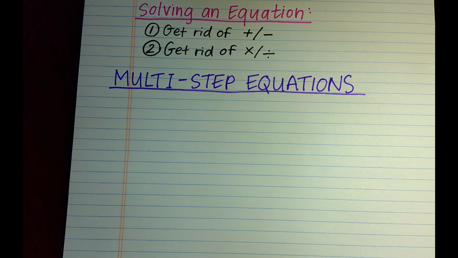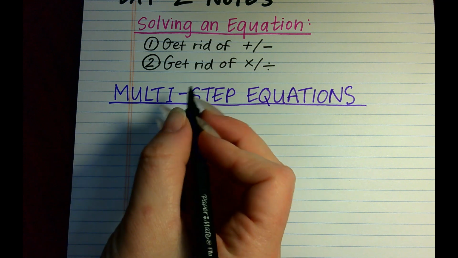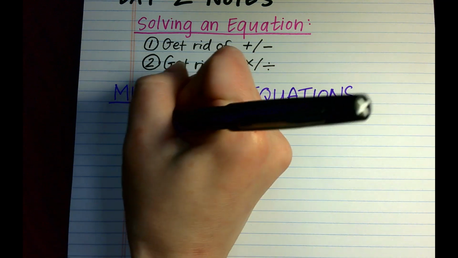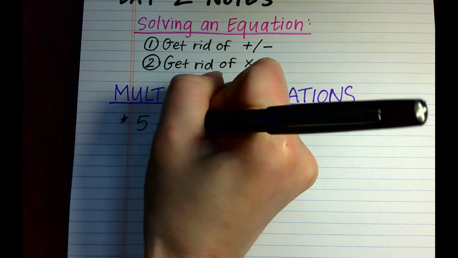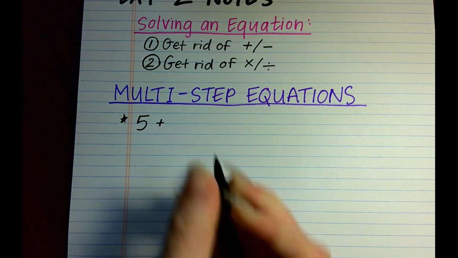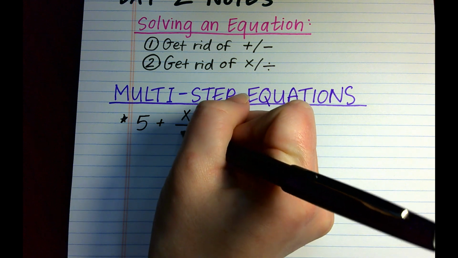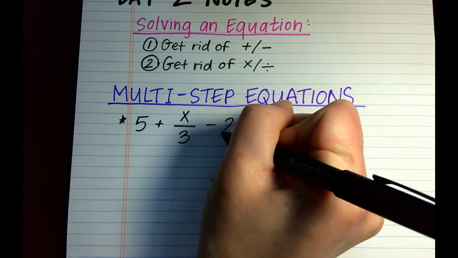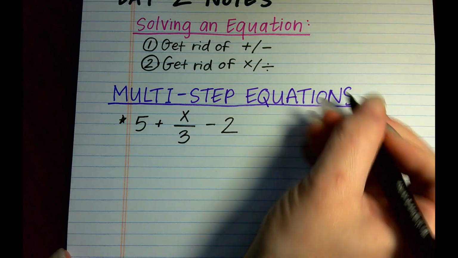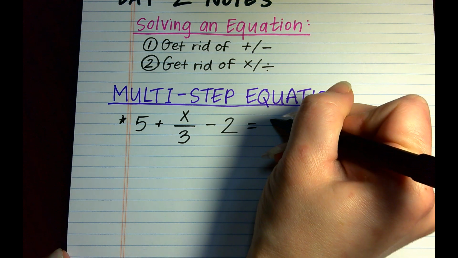Okay, so let's say I have an equation such as, let's do 5 plus x divided by 3 minus 2 equals 12.